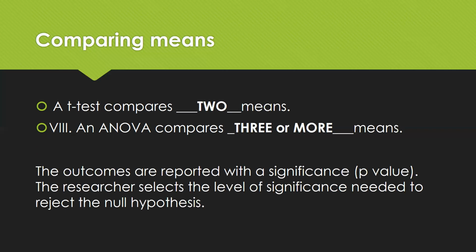Remember, it's the researcher that selects that level of significance, and that is the level of significance that's needed to reject the null hypothesis. Now, to the untrained ear, that is one of those gobbledygook kind of sentences. Remember, the null hypothesis essentially means that there is no difference between the two observations. So this usually means there's no difference between the regular population and the population that's been exposed to an intervention.